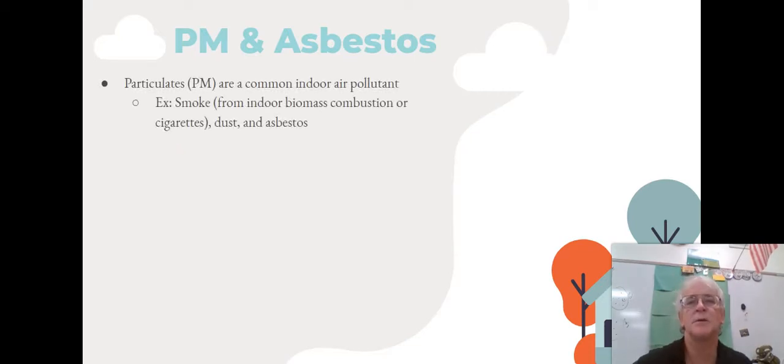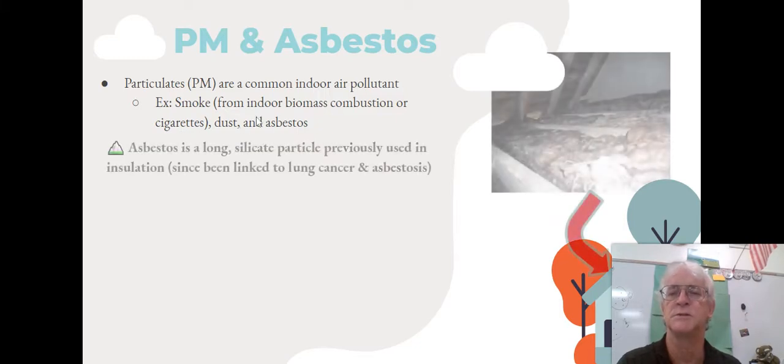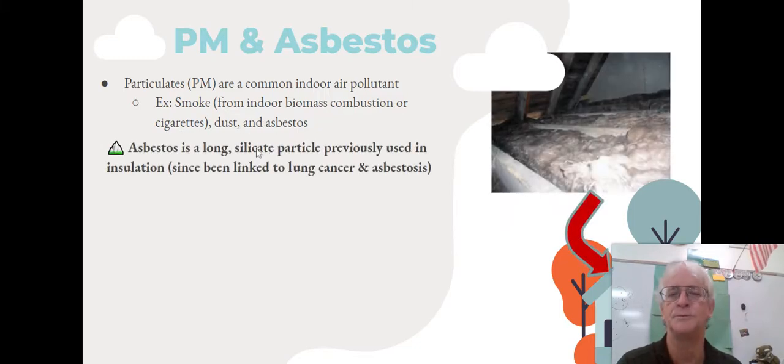Particulate matter is a common indoor air pollutant. For example, smoke from indoor combustion or cigarette smoke, dust, or asbestos. Asbestos is a chemical with long silicate particles used in insulation. Why? Because it is flame retardant. It has also been linked to lung cancer and a disease called asbestosis, which is not a good disease to get. It has been used, but it's no longer used for the last 40 or 50 years.